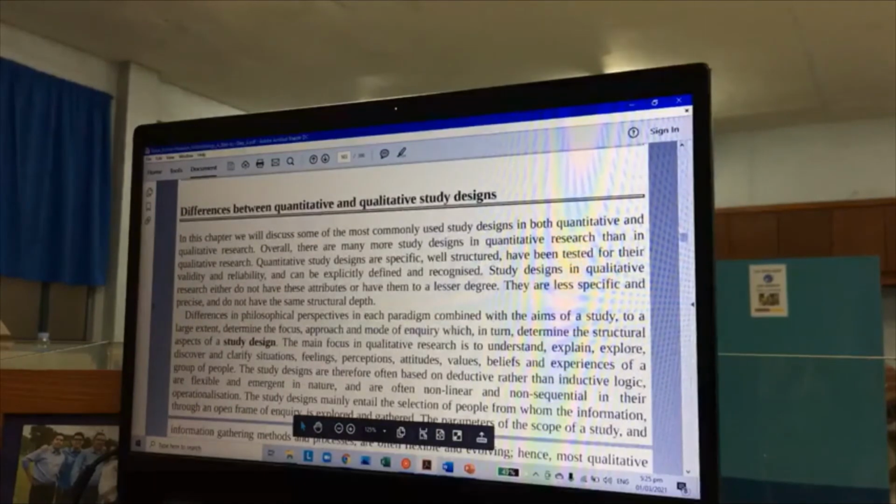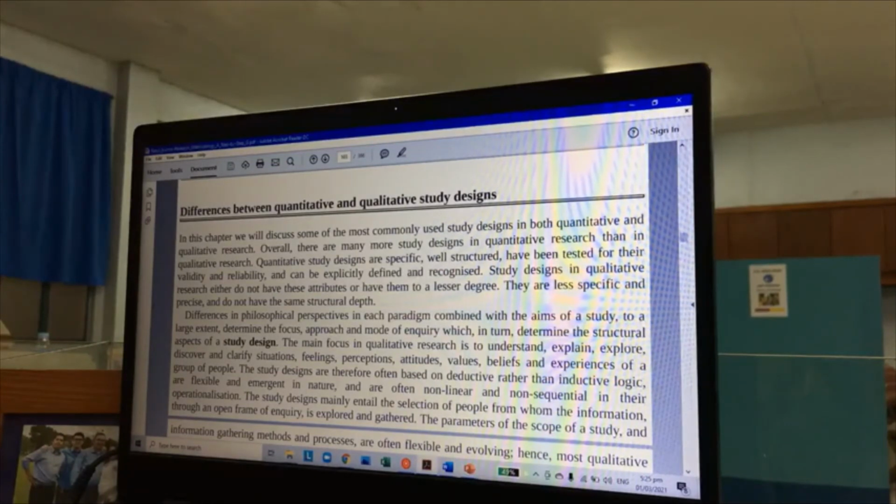Differences between quantitative and qualitative study designs, only 5 minutes left now. We'll just continue this discussion on Thursday. On Thursday, we shall discuss the continuation of research designs, and then we are also going to try to start the discussion on statistics.